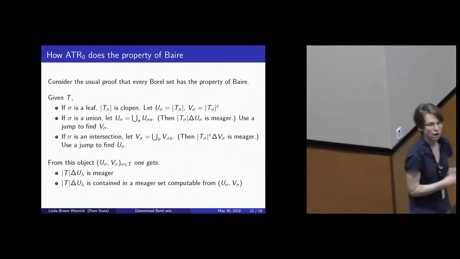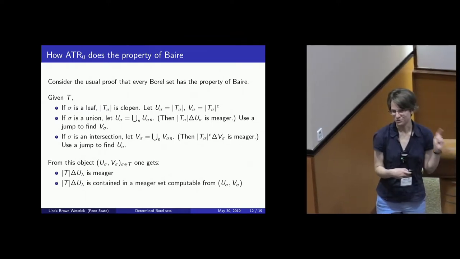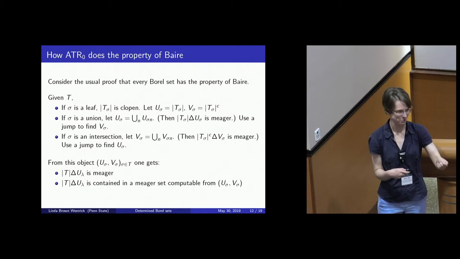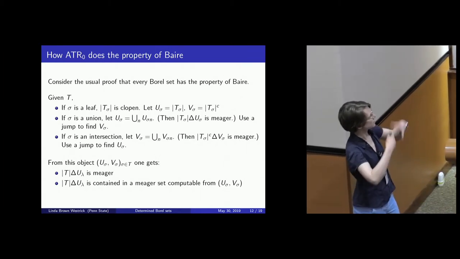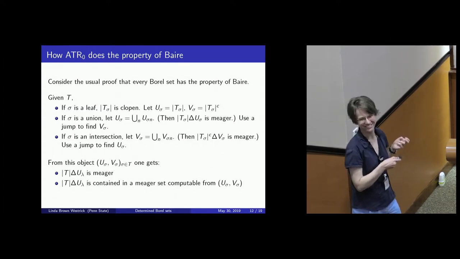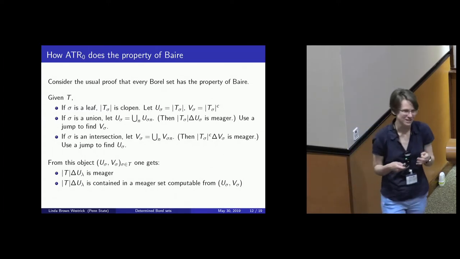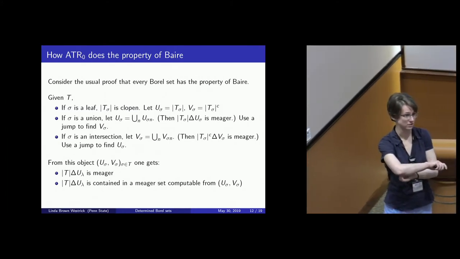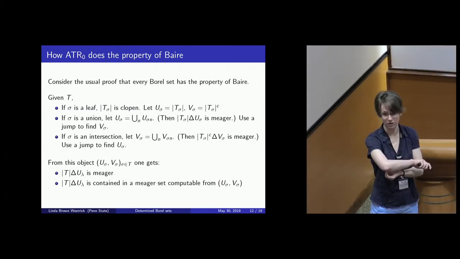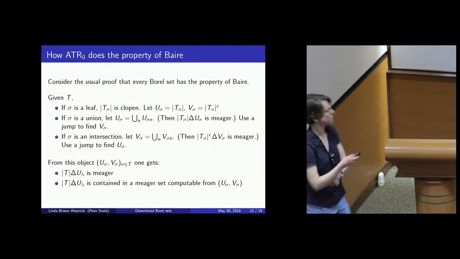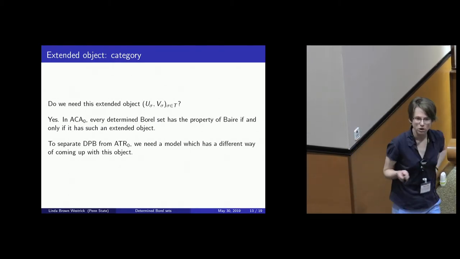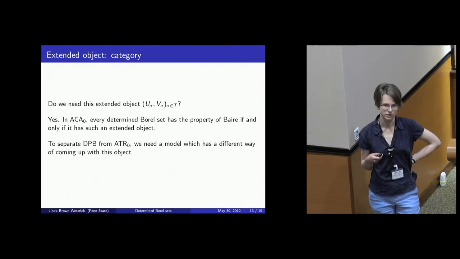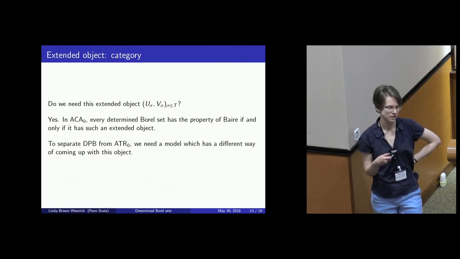Okay, so this is the object that ATR creates in order to show that every Borel set has the property of Baire. And it's an object that has more stuff in it than the stuff that you read off of it at the end. So the first question that you could ask yourself, along the lines of trying to separate this, is: do we really need to create this entire object? Could we get away with creating less than this and shortcutting in order to get to the property of Baire? Fortunately or unfortunately, the answer is no. We can't shortcut the creation of an object such as this.